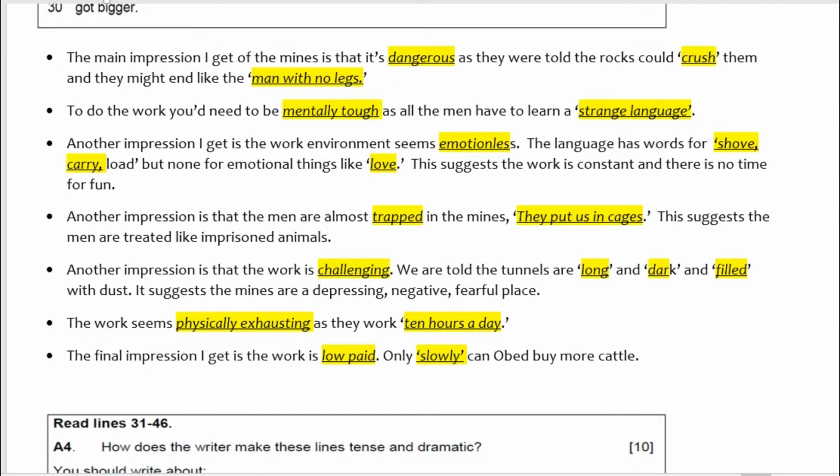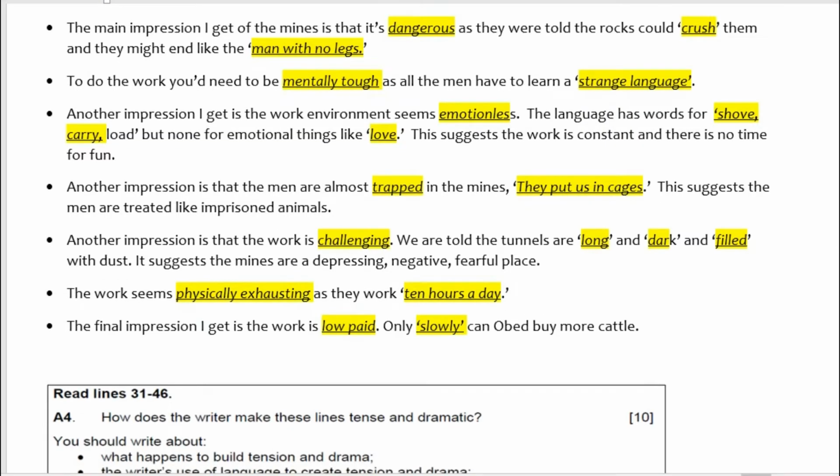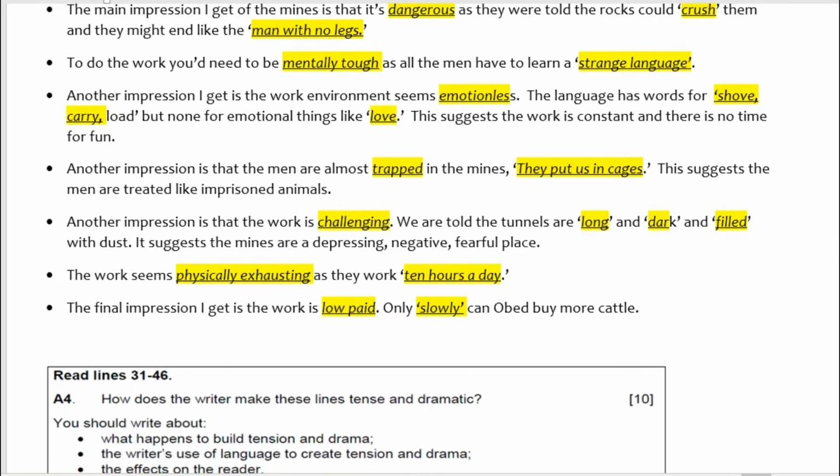language. Another impression I get is the work environment seems emotionless. The new language they have to learn has words for shove, carry and load, but none for emotional things like love. This suggests the work is constant, there's no time for fun or any private life. Another impression I get is the men are almost trapped in the mines. "They put us in cages." So cages suggest the men are treated like imprisoned animals, because that's what's kept in a cage normally.